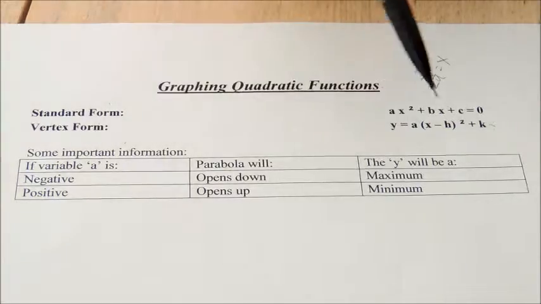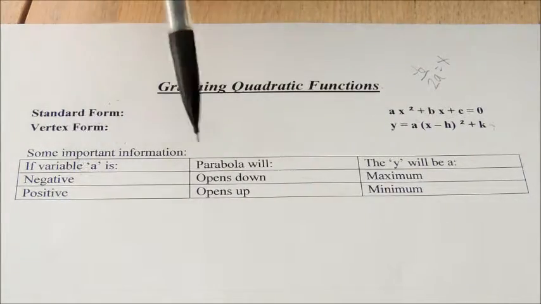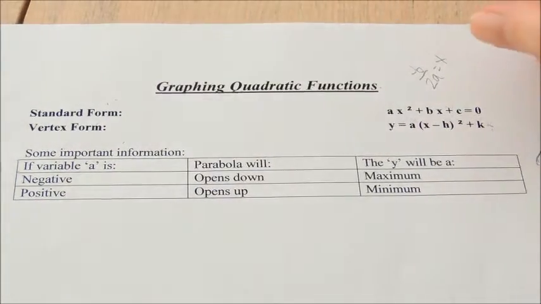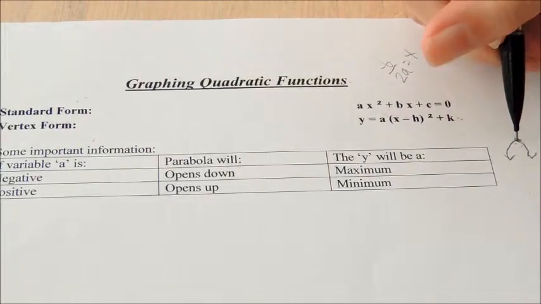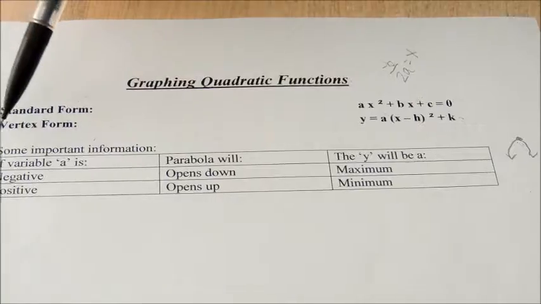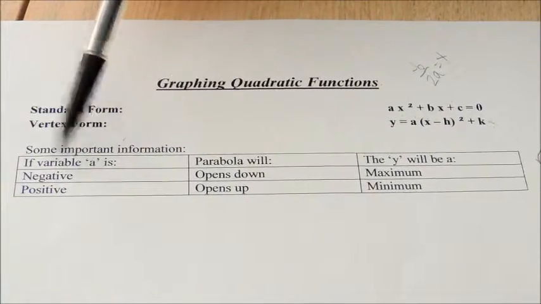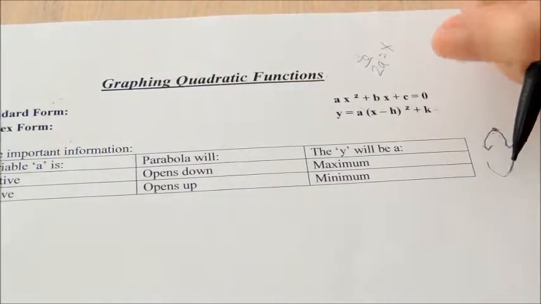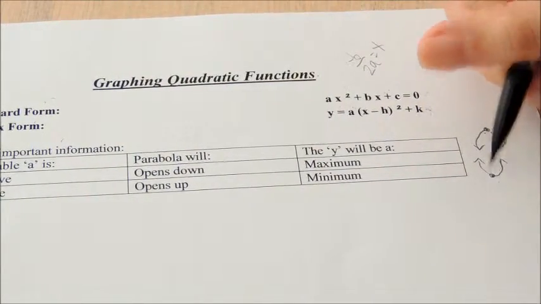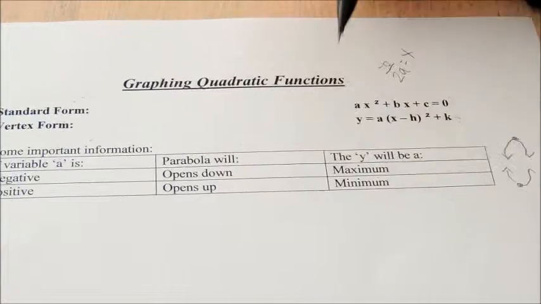If the variable a in vertex form is negative, then the parabola will open down like this, and the y will be a maximum because that's the highest point it can go. And if the variable a is positive, then it will open up like this, and the lowest point would be a minimum.